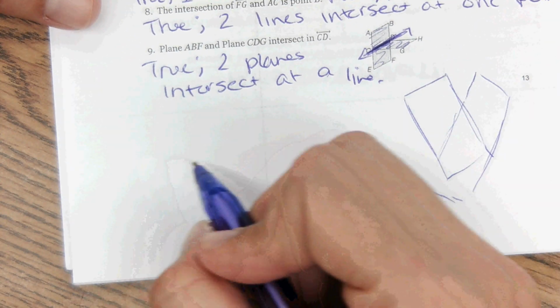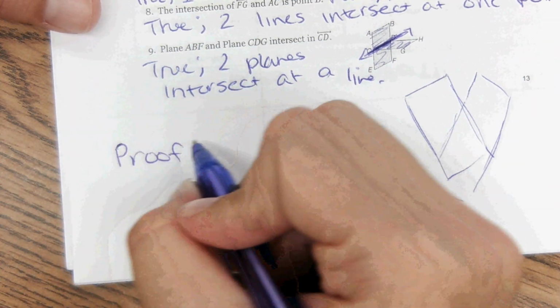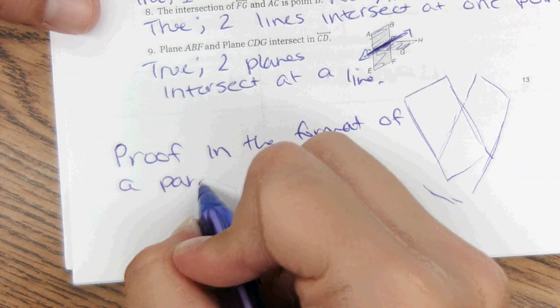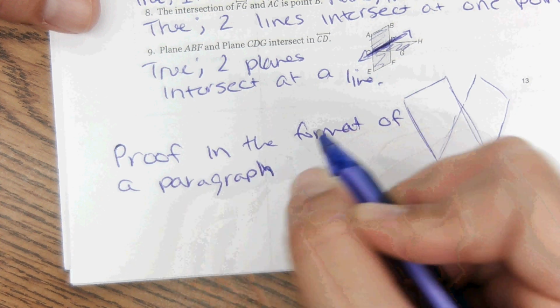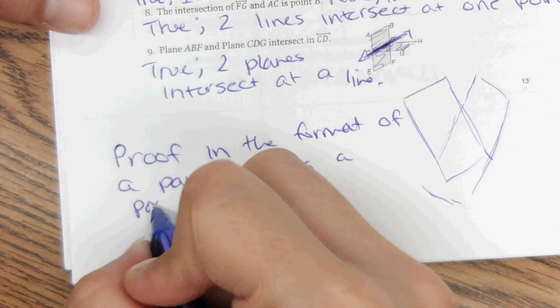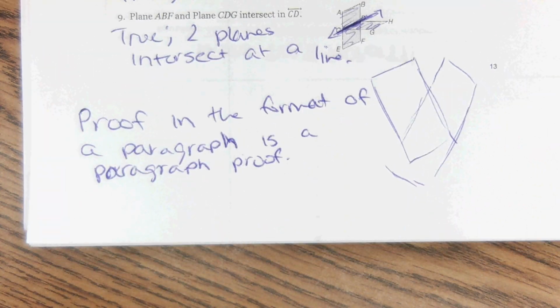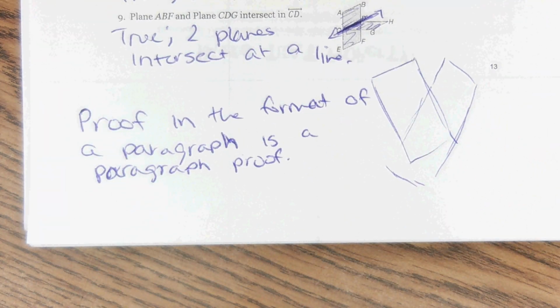What else? Oh, something else. A proof in the form of a paragraph. Proof in the format of a paragraph. This is a paragraph proof. There's no trick there. But if you get that question, that's the answer.